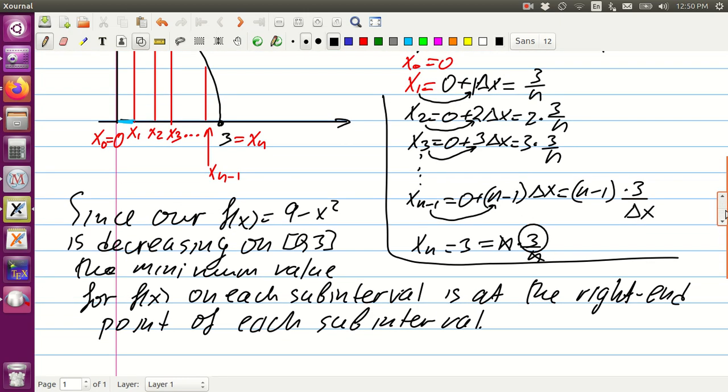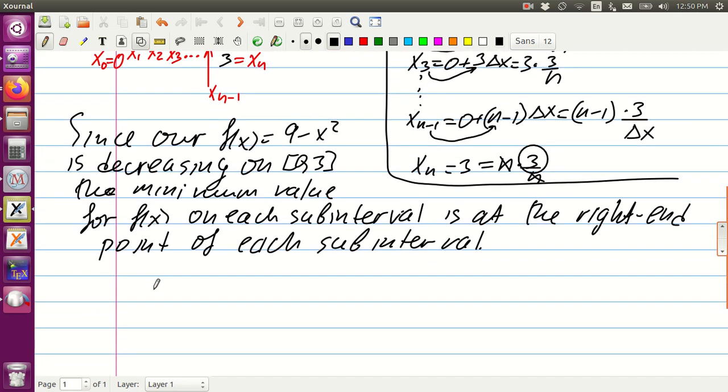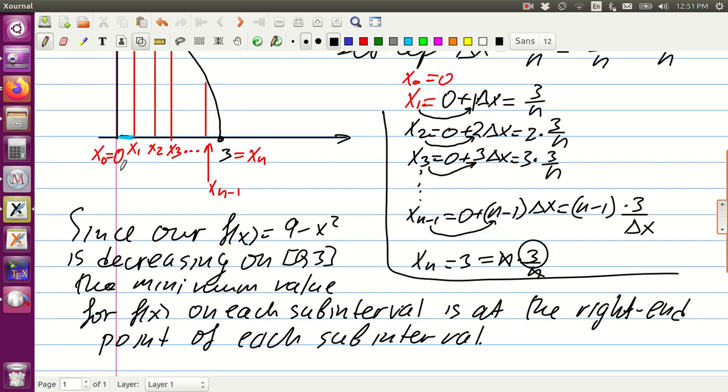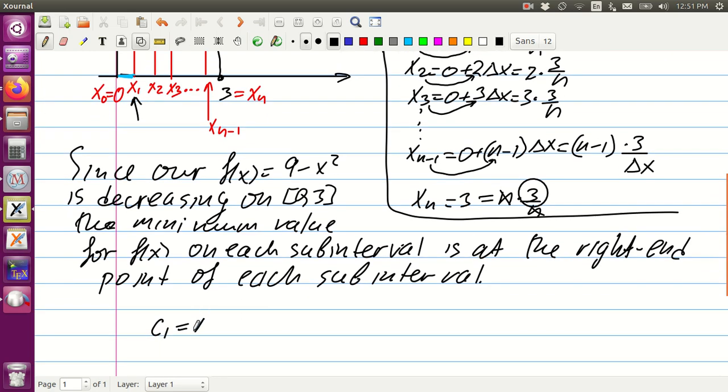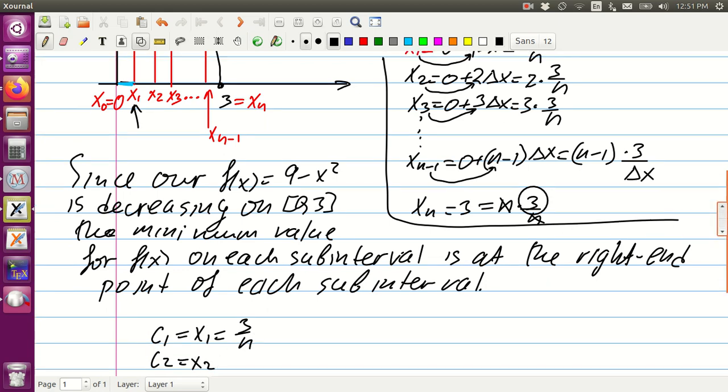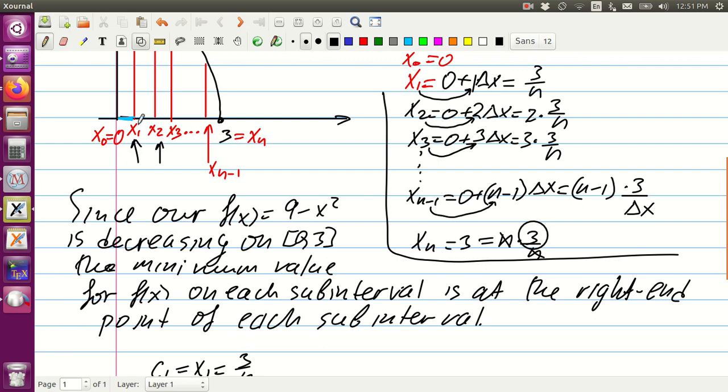So why do I do that? Because I have to pick point c. So c1 is the x for the minimum on the first subinterval, and it's going to happen at the right end point. So it's going to be x1, which is 3 over n. c sub 2 will be x2 because it happens at the second point. This is the first subinterval, second subinterval, third subinterval, and this one is the nth subinterval.